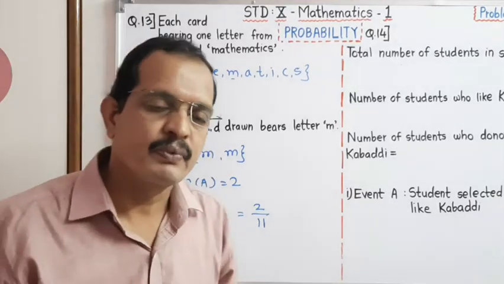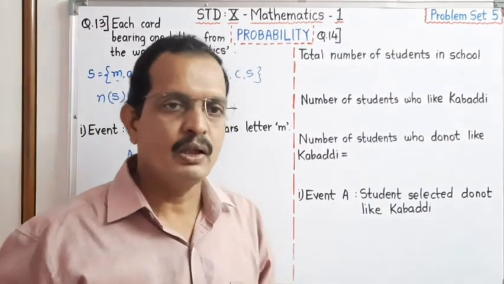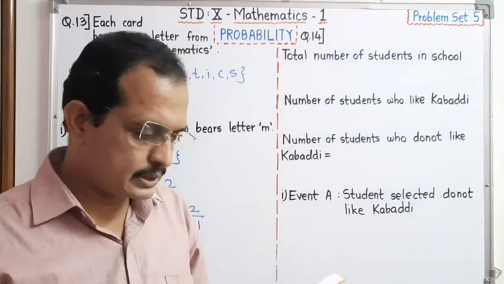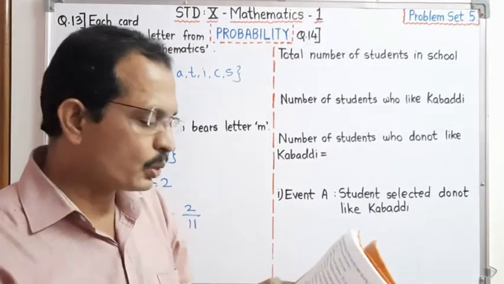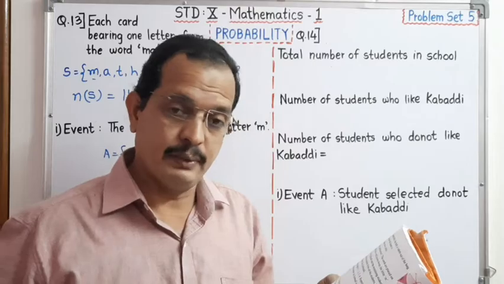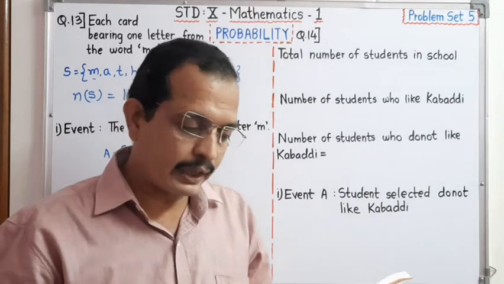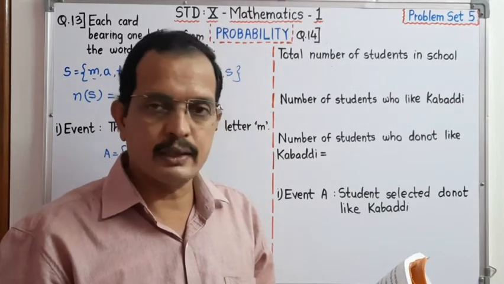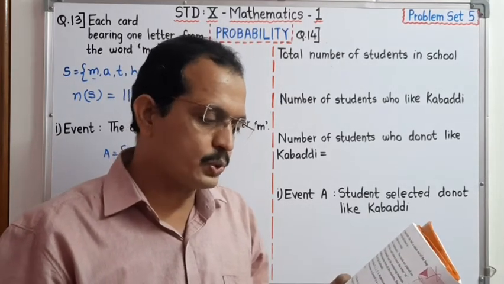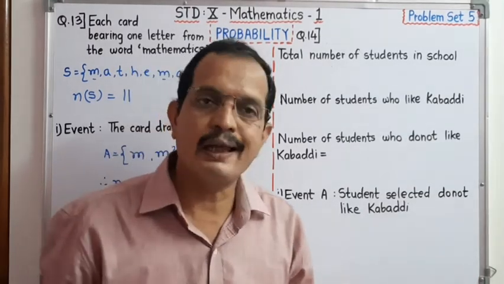This is a simple question, you can solve this. Now, dear student, one different sum is there, question number 14. I will read this first of all. Out of 200 students from a school, that means there are total 200 students, 135 like kabaddi, and the remaining students do not like the game. If one student is selected at random from all the students, find the probability that the student selected does not like kabaddi.